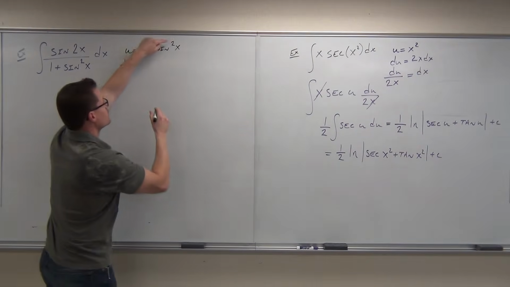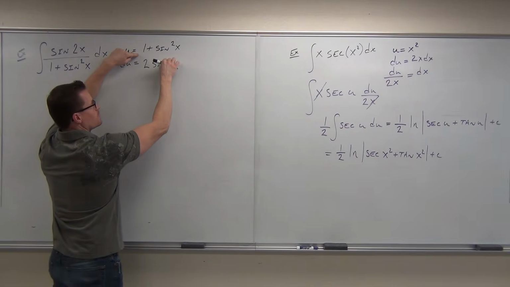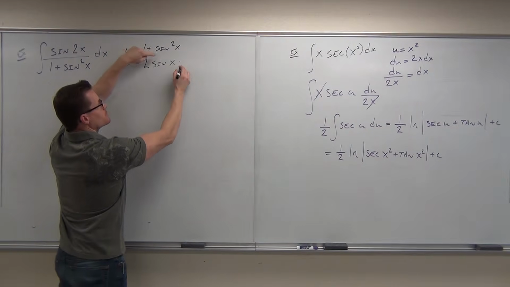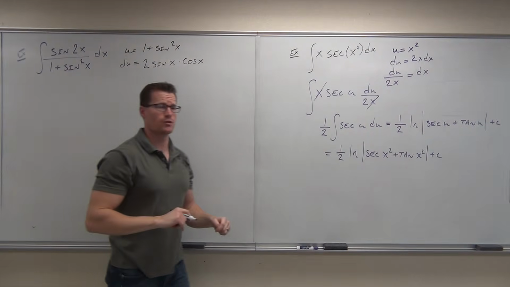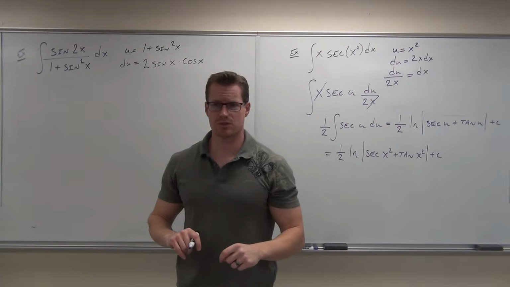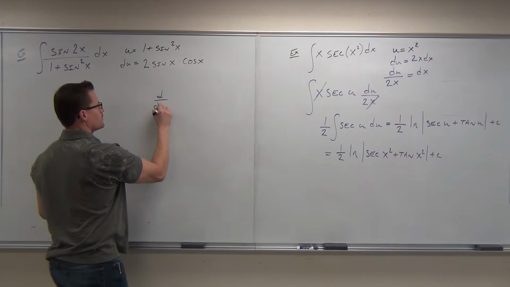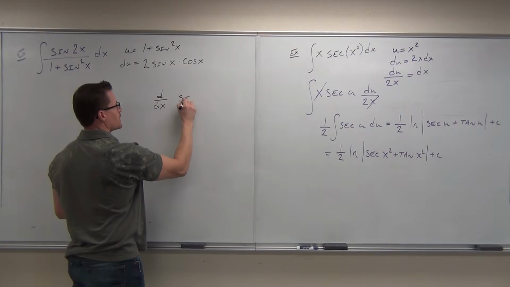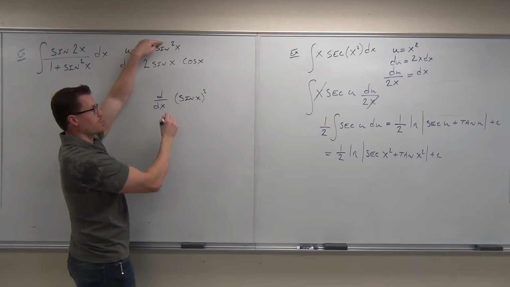We'll bring down the 2. We'll leave the inside alone. We'll subtract 1 from it, and we'll multiply by the derivative of the inside. I want to know if you're okay with 2 sine x cosine x. Not so much? Derivative of sine x squared. That's what this means. You have to know that part, okay?